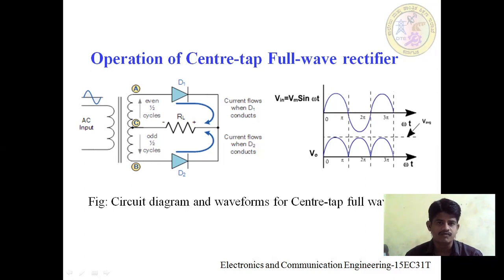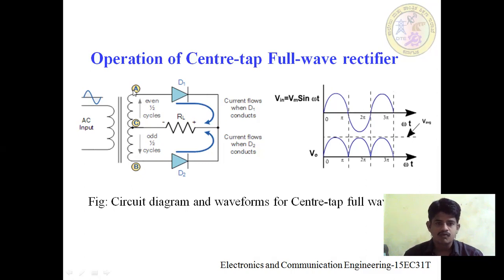It will be 50 hertz. Then this is passed to the center tap transformer. Let's begin with the positive half. During the positive half of the input cycle, point A will be positive with respect to point C, meaning it is positive compared to point C, and there is no signal at point B.